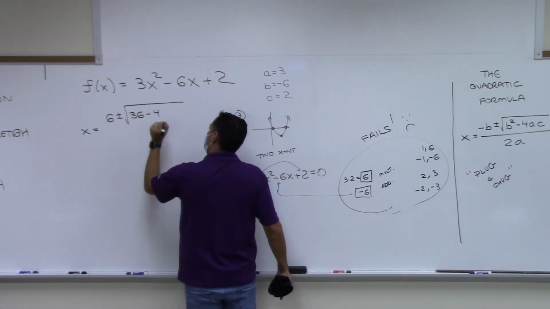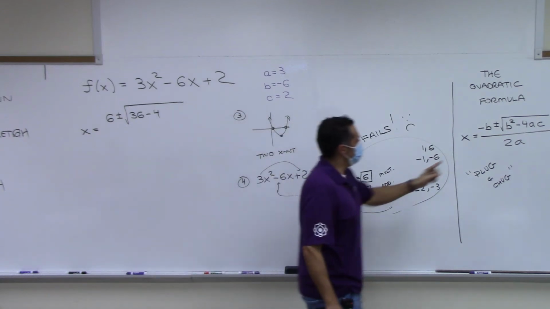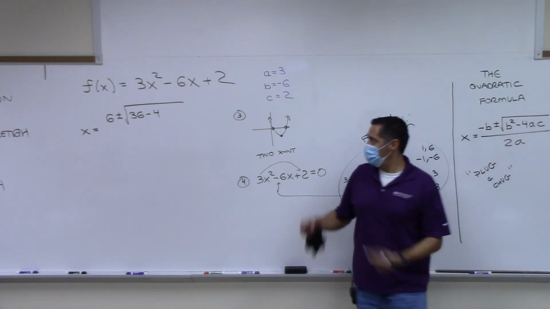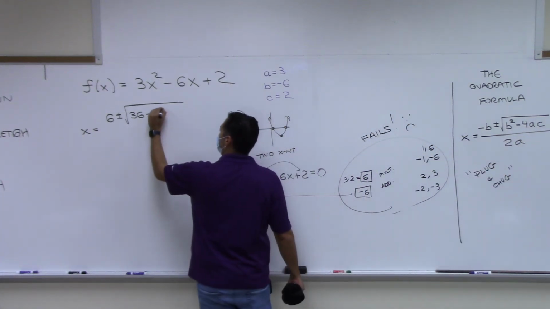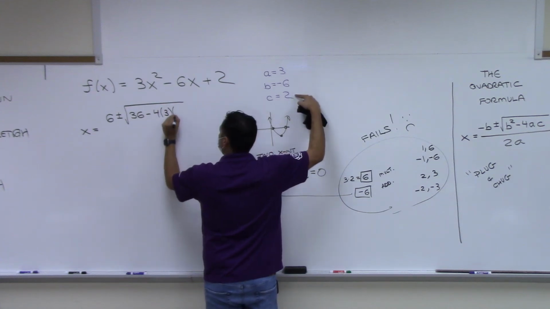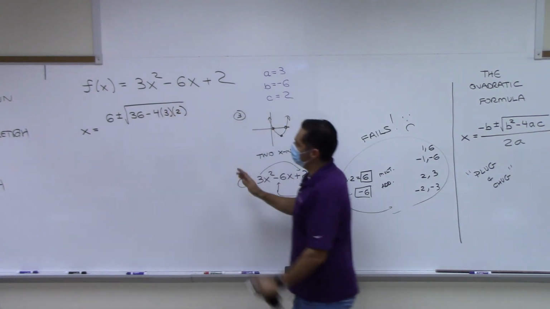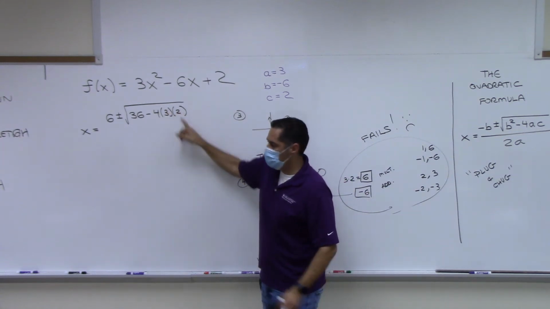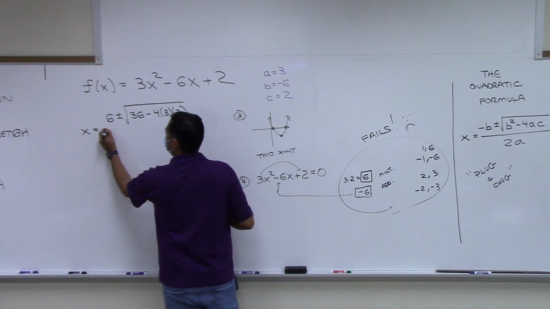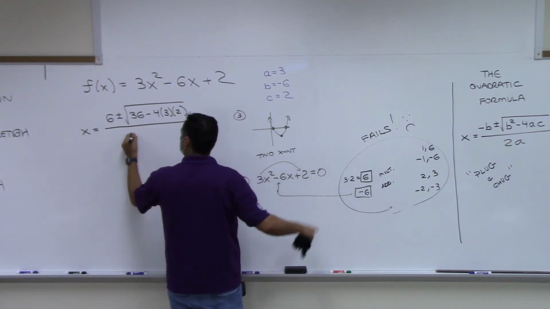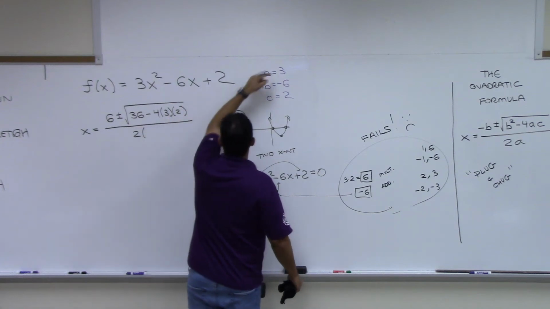Minus 4, now I need to multiply 4 times A and then times C, right? Times A, then times C. So the way I like to write this is this. I do 4, parentheses A, 3, C, 2. I like to put them in parentheses to imply that I'm doing this times this times this. And then the whole thing divided by 2 times A, but A was 3.